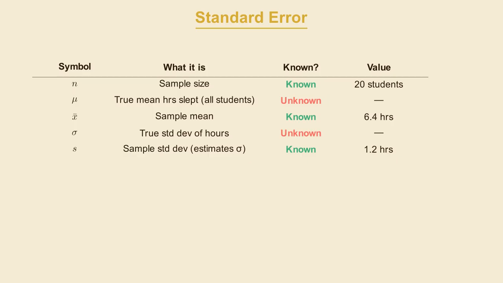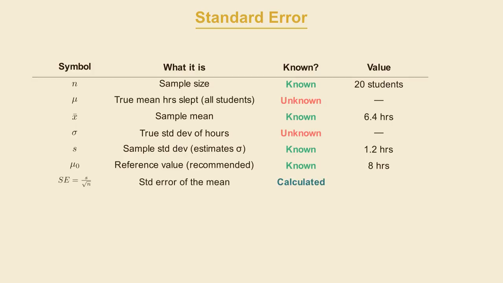Now, what you want to ask is, is 6.4 hours meaningfully different from, say, the recommended 8 hours of sleep? To answer that question, you need to know how much X bar typically bounces around from sample to sample. That's the standard error, S over the square root of n. We'll learn in a later unit exactly where this formula comes from when we handle the law of large numbers. But the key thing to notice here is that as our sample size n, our number of observations, becomes larger, the standard deviation for our average will end up going down. The square root of 20 is about 4.47, so the standard error of our estimate is going to be 1.2 divided by 4.47, giving about 0.27 hours.